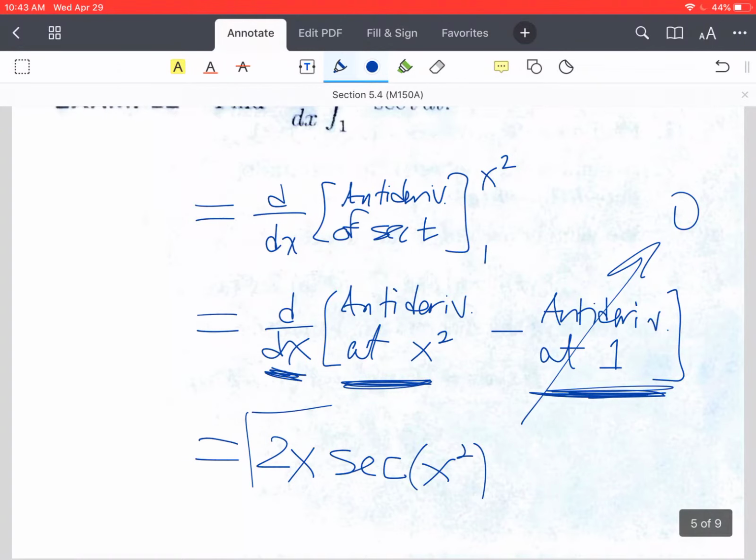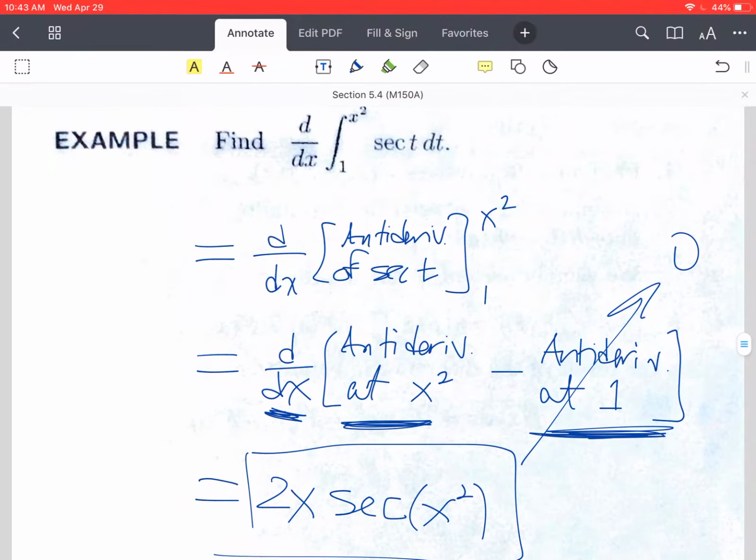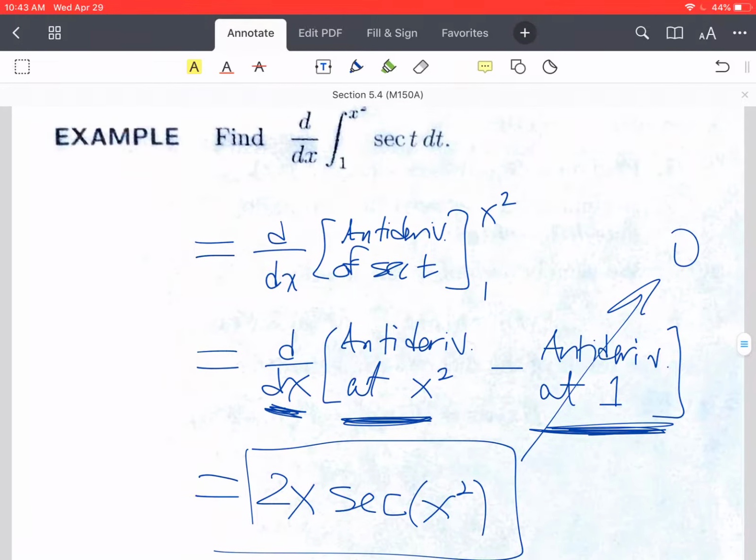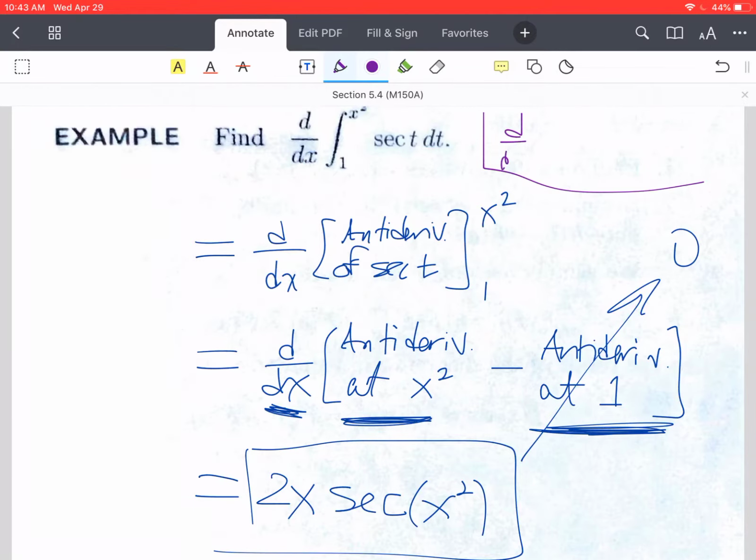Okay, so if this had just been the derivative of the integral from 1 to x of secant of t dt, right? So if we had had the derivative of the integral from 1 to x of secant t dt, this would have just been secant of x, and then we'd be done. Okay, but we have to take into account that chain rule here.